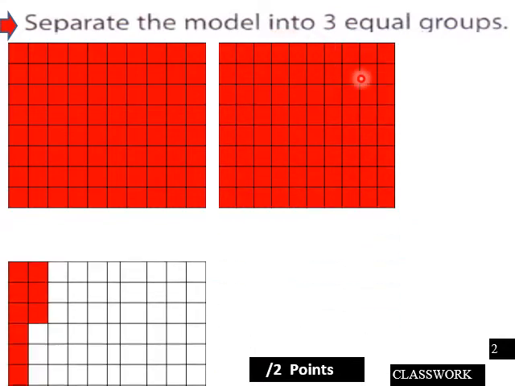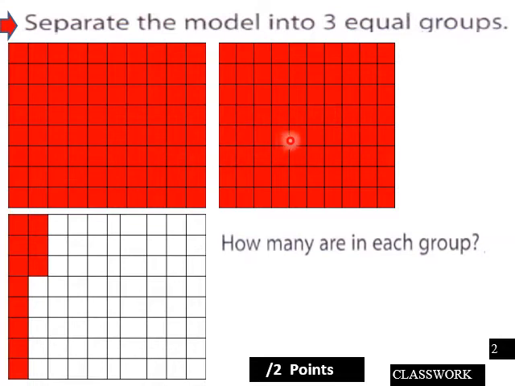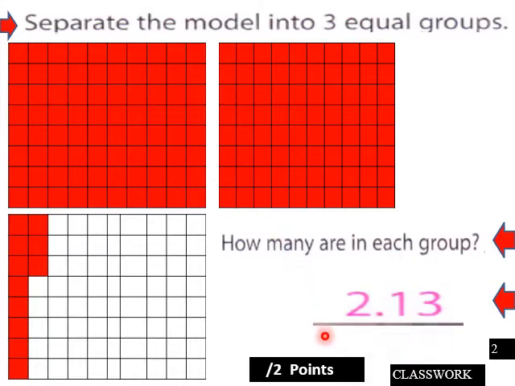So separating the model into 3 equal groups: 1, 2, and then 3 here. How many are in each group? We have 213 squares in each group, and this is 1/3 of the original amount that we divided, which was 3 times this amount here, 639. And then when you divide that into 3 equal groups, you get 2.13. This is one of the equal groups.